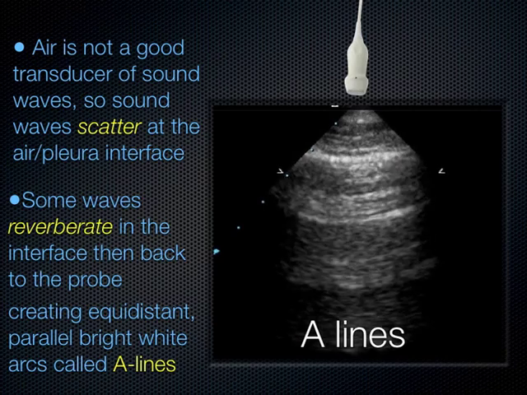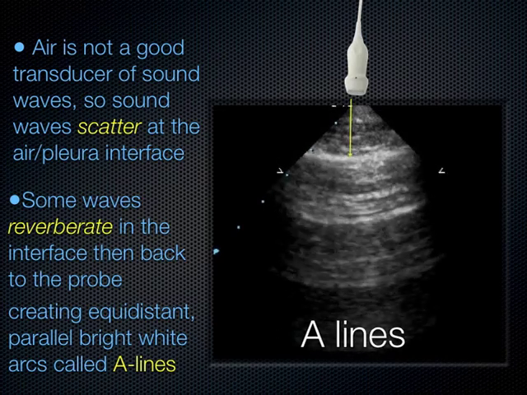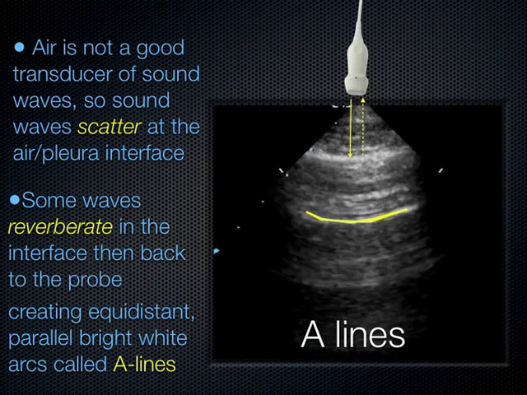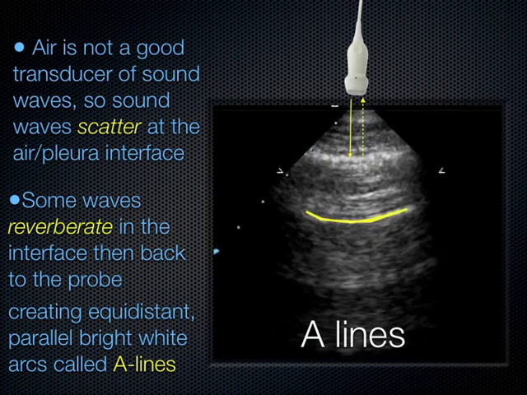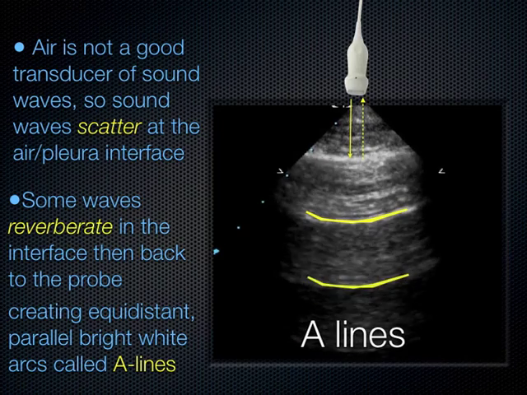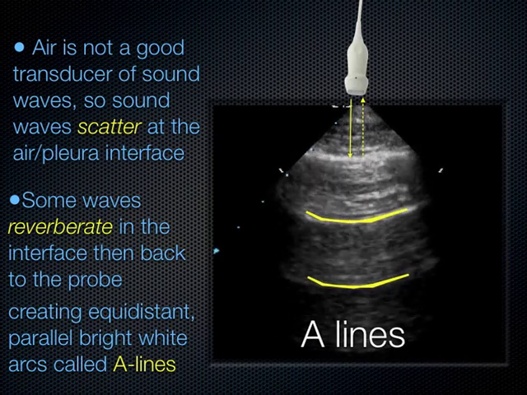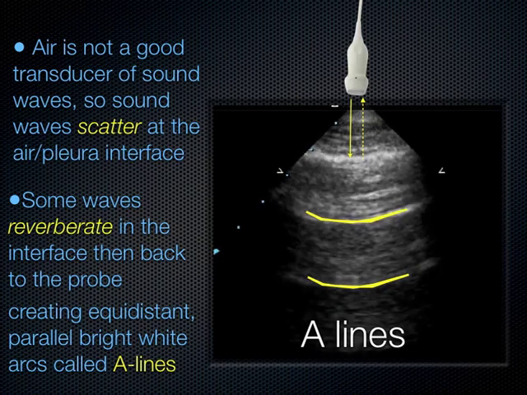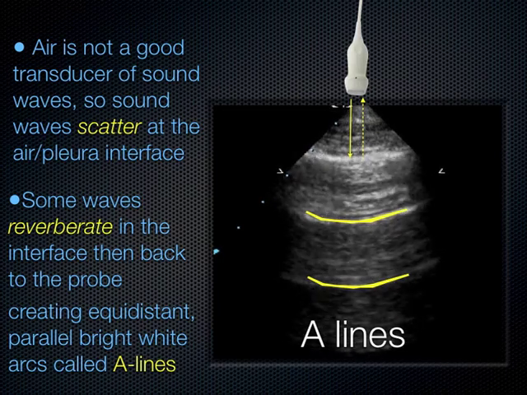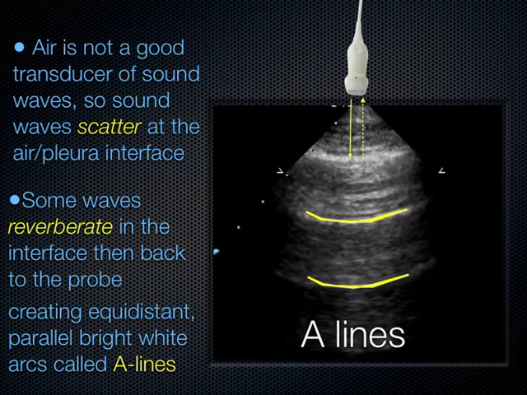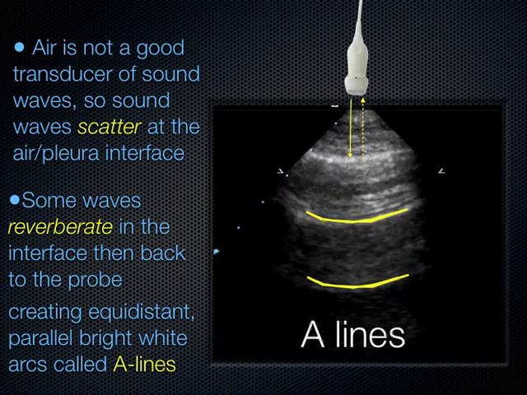Can everybody see that? It's just an artifact. Your lungs are not striped. This is because there's air, and the difference between the air and the pleural line is creating this artifact. Okay, so normal lung will have A lines. Also, pneumothorax will have A lines as well. So A line does not necessarily mean normal, but you will see A lines in normal.